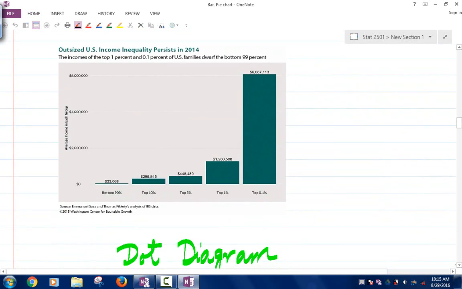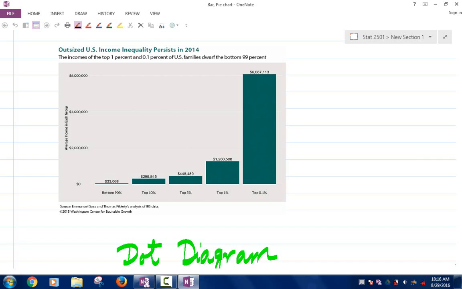One more example here. This is from a recent book by Emmanuel Saez and Thomas Piketty. They are both economists, and one of the things that economists study is income inequality. So what they did here is they looked at average income for the top 1/10 of 1%, top 1%, top 5%, top 10%, and the bottom 90%. The average income in each group is given.